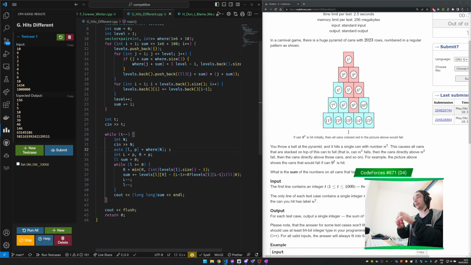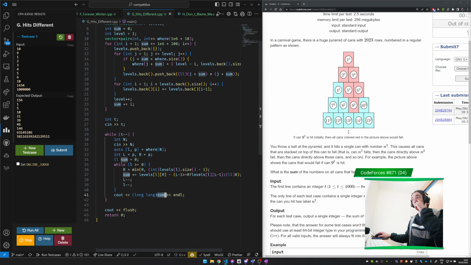I start where that number is. I find where it is, on what level and in what position, and then I say, okay, L and R are the same here. While this level is bigger than 0, so while you can go up, you minimize R first by the length of the level, then you sum up where that interval is, and then you just do L minus minus and level minus minus. So this is left and this is level. There are two different things.